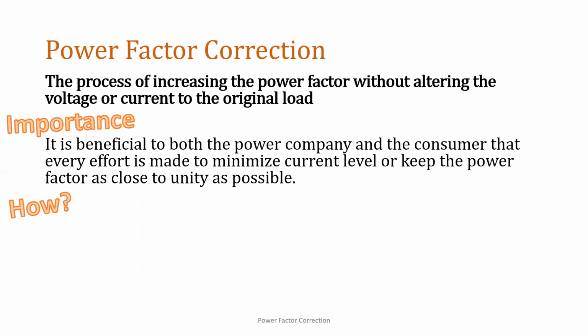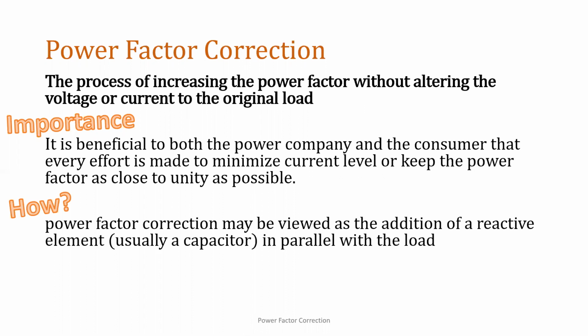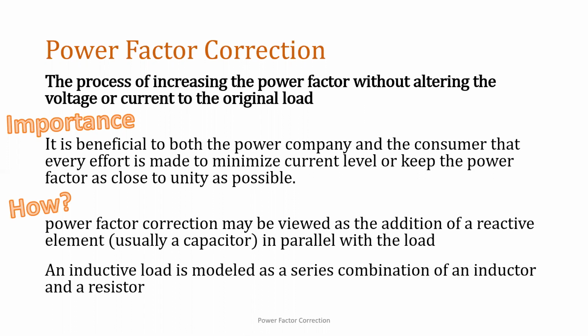So how is it done? As Itachi's father said, the power factor correction is usually done by adding a reactive element, usually a capacitor, in parallel to the load. The inductive load is modeled as a series combination of the inductor and the resistor. So this capacitor is placed in parallel with the series combination of the inductor and resistor.